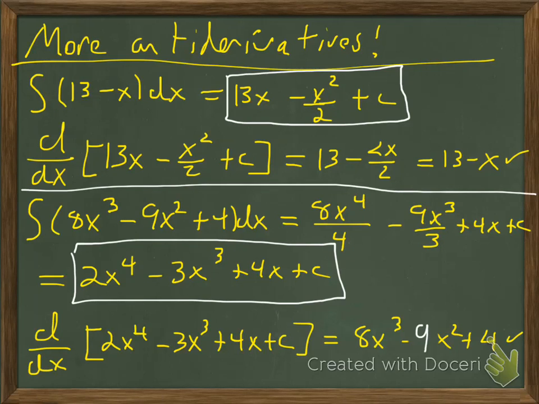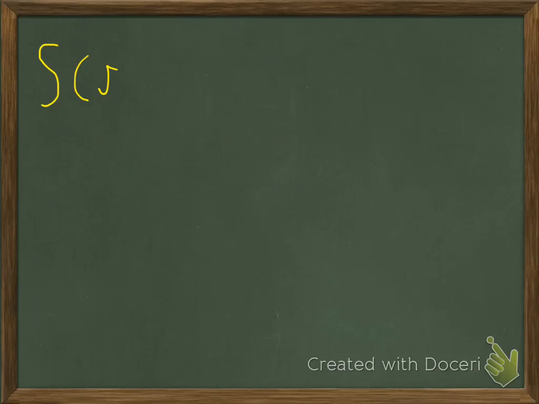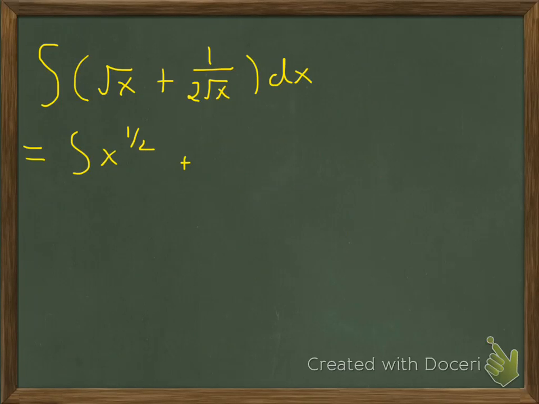Alright, let's do a couple more. We'll do some more exciting examples. So to find the antiderivative of square root of x plus 1 divided by 2 square root of x dx, we need to make this a little bit more user-friendly so we can see the exponents. So this is x to the 1/2 plus a half, and then since it's in the denominator, x to the minus 1/2 dx. So we're just going to add 1 to those exponents and divide them.